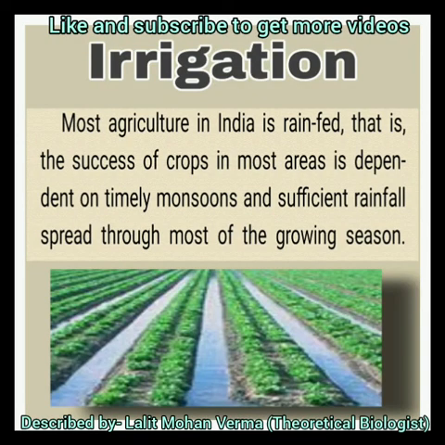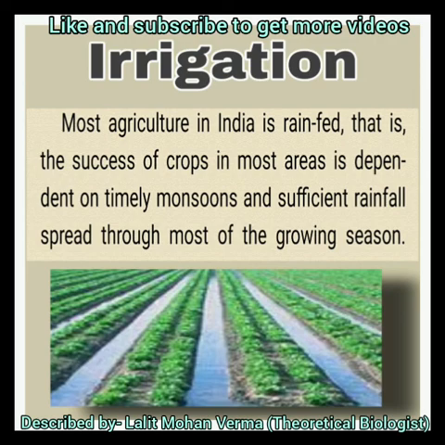Today we'll start with the irrigation system in India. Water is one of the most essential requirements for crop production. In India, more than half of our cultivable area does not have irrigation facilities and depends on rainfall for crop production. Thus, agriculture in India is rain-fed, and the success of crop yields in most areas depends on timely monsoon and sufficient rainfall during the growing season.